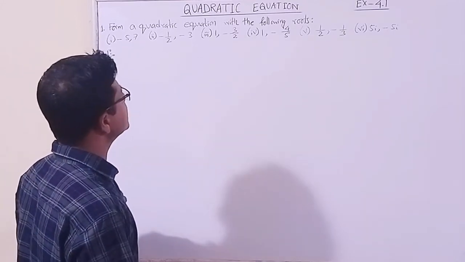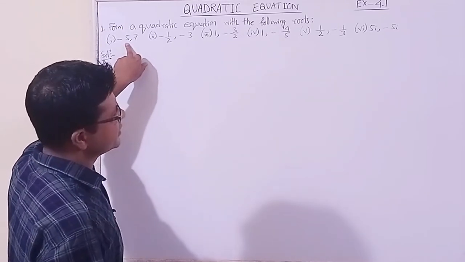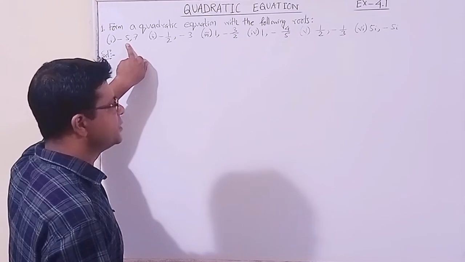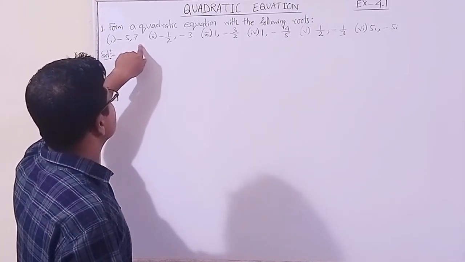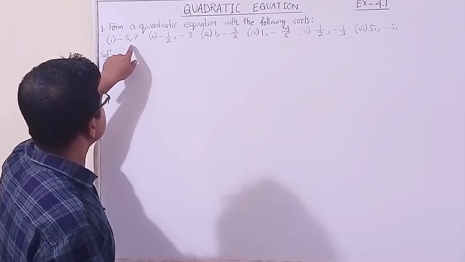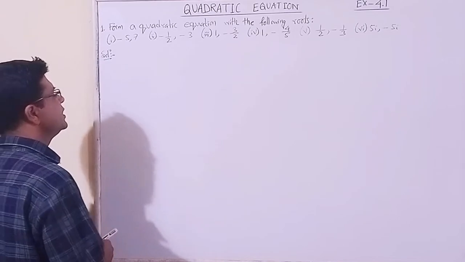Form a quadratic equation with the following roots. Here there are 6 subparts. These are the roots and we have to frame the quadratic equation. These sums can be done in many ways. Let us see some methods.